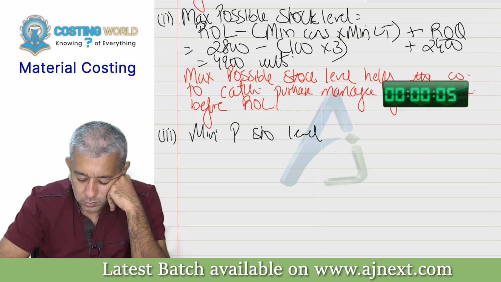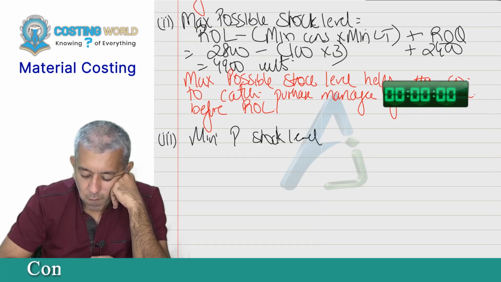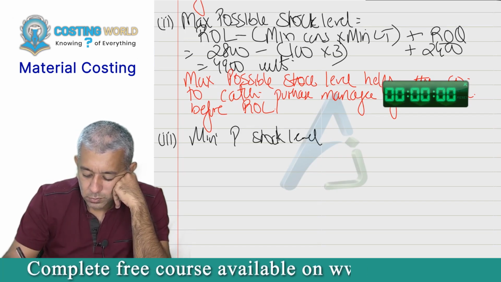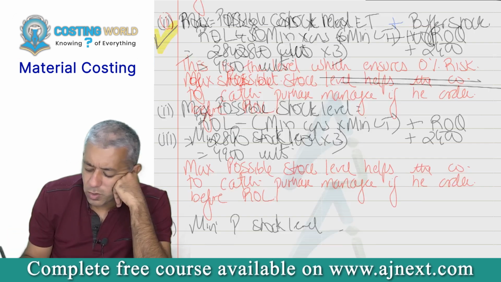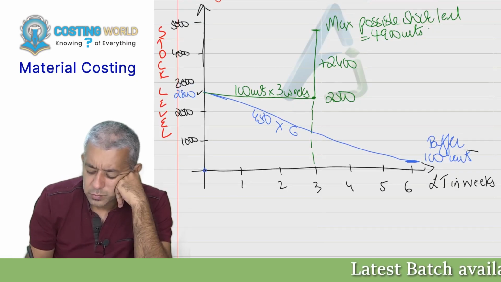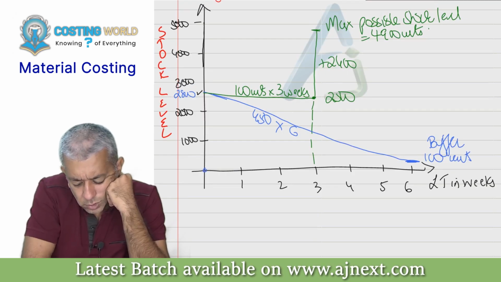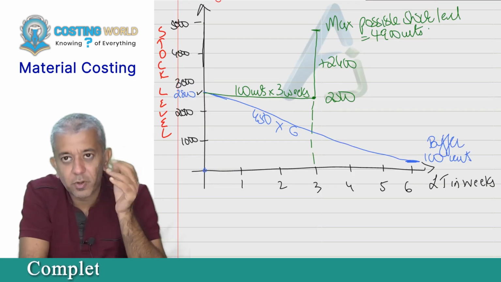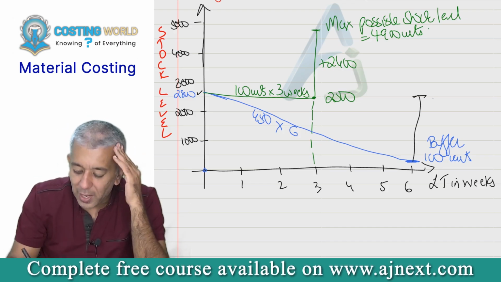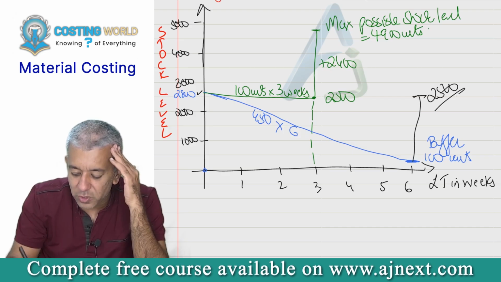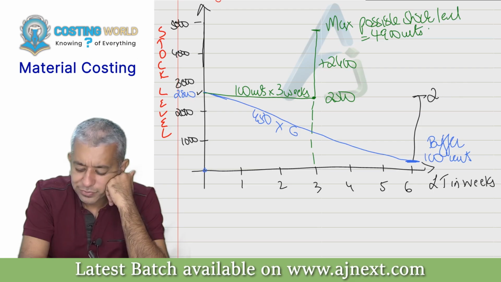2500. 2 seconds are still left. 300. Okay, everybody is wrong. Minimum possible stock level is there in your graph. It is nothing but 100 units. Can you ever go below 100 units? No. Somebody thought of giving the answer as 2500. But on that day stock will come, it will rise to 2500. But minimum is still 100 only.